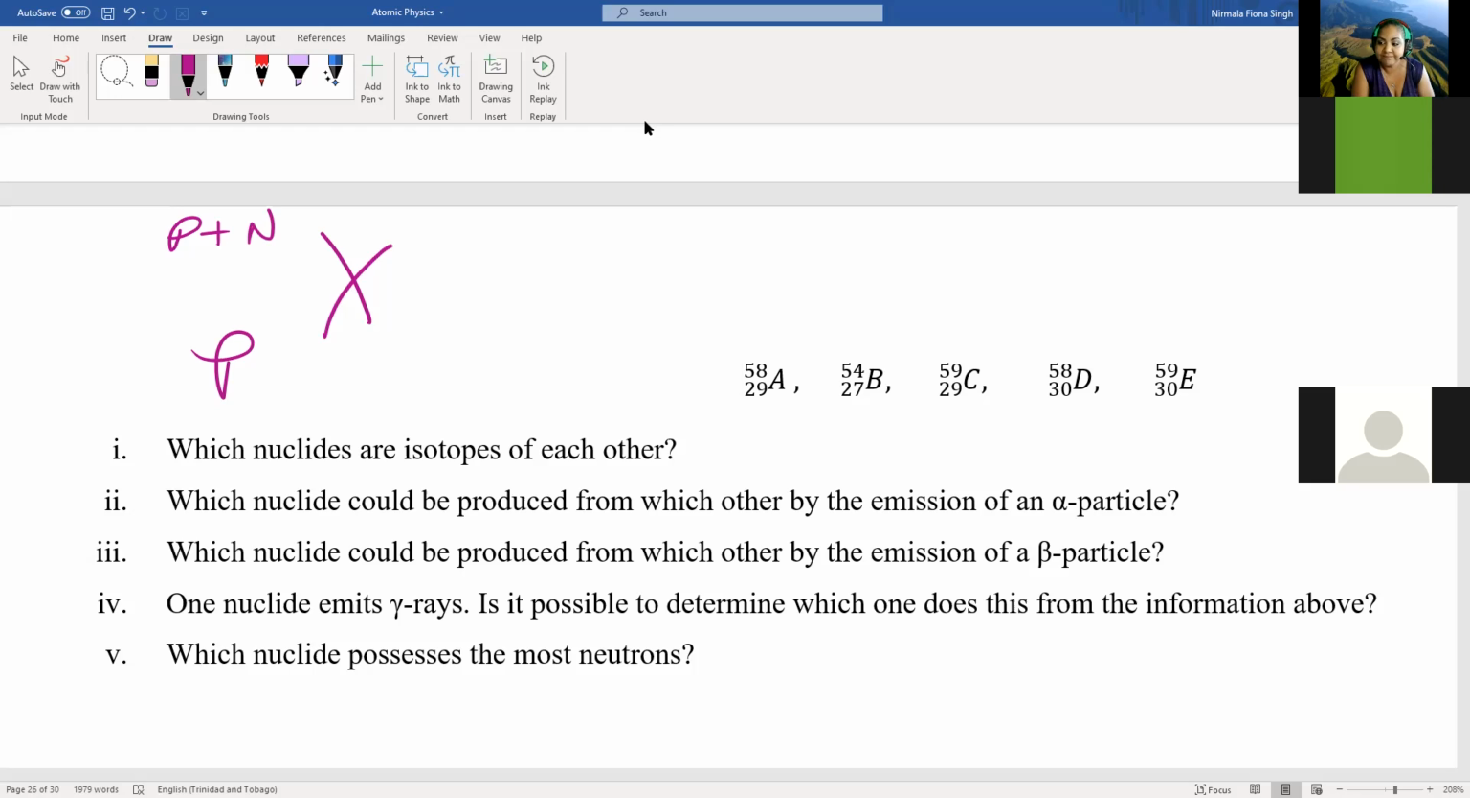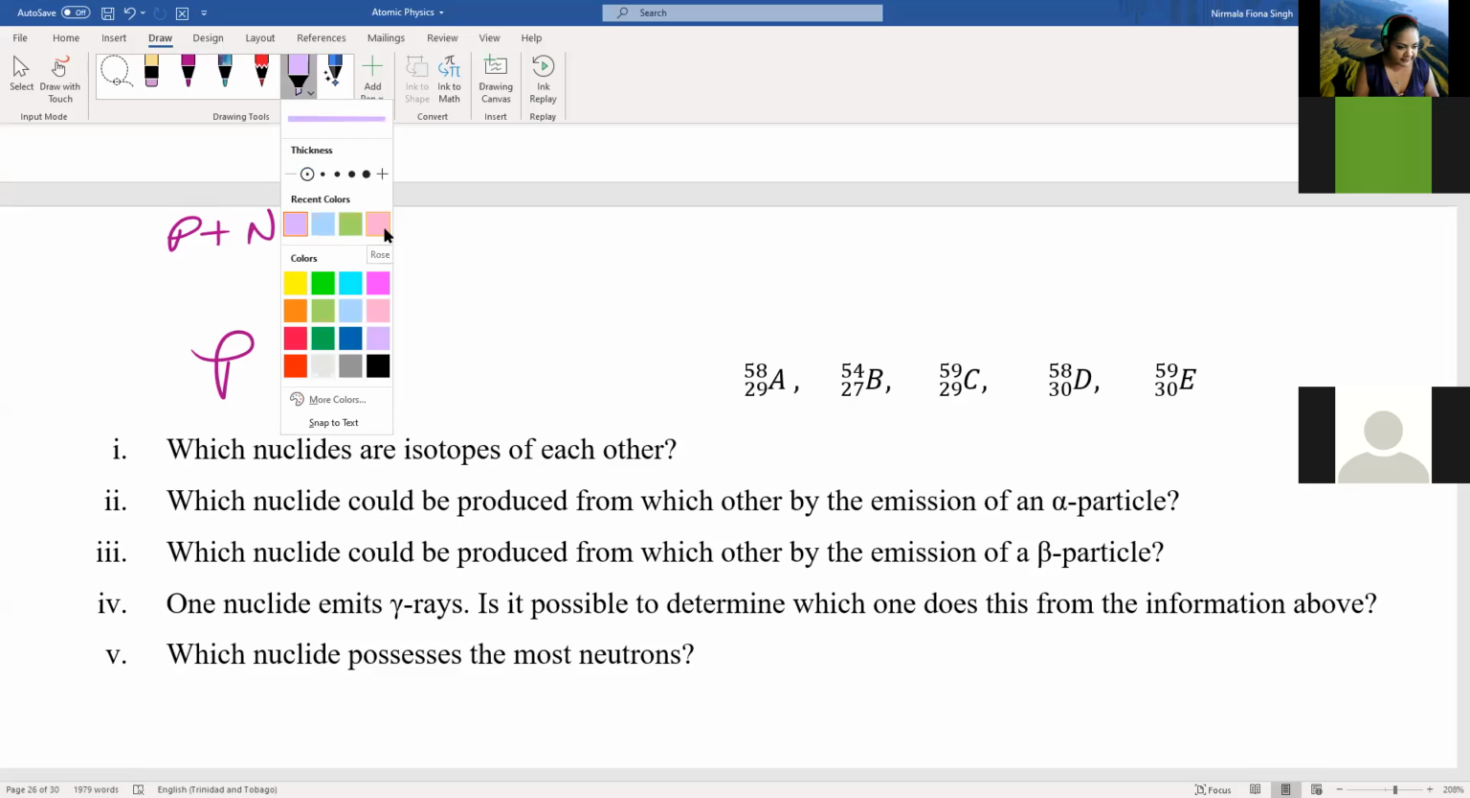E is an isotope of D, or D is an isotope of E. Same thing, because if you look at them, you're going to realize that we have the same proton number.